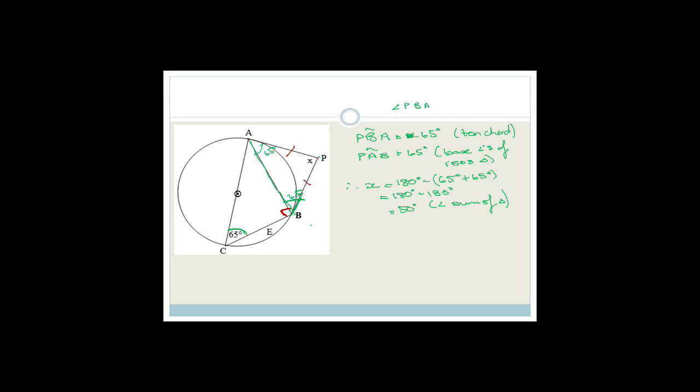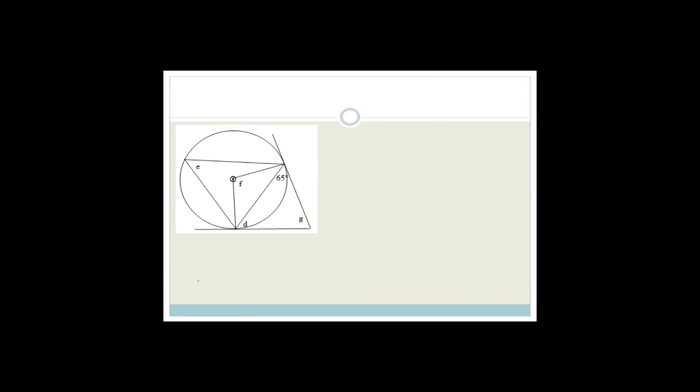That really was just giving us an example of how you could combine your two theorems, where you've got the tan chord theorem and the theorem which states that if you take two tangents from a point, then the lines are going to be equal. Let us look at another example.